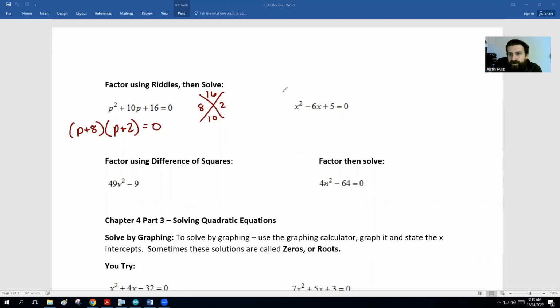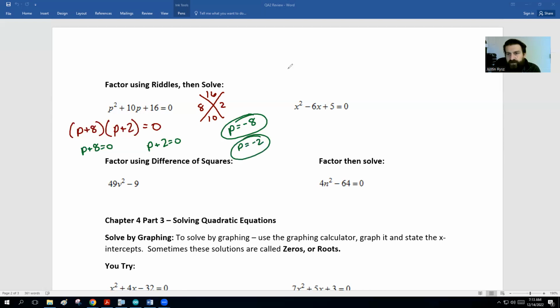And then what we need to do after that is set each one of those equal to 0. So p plus 8 equals 0 and p plus 2 equals 0. And then all we need to do to solve them, okay, in this problem here, we're going to minus the 8 over. All right, so p equals -8. That's one solution. And then over here, we'd minus the 2 over. -2 would be the other solution.